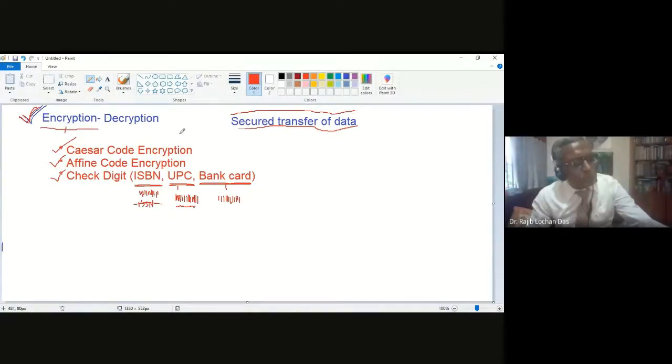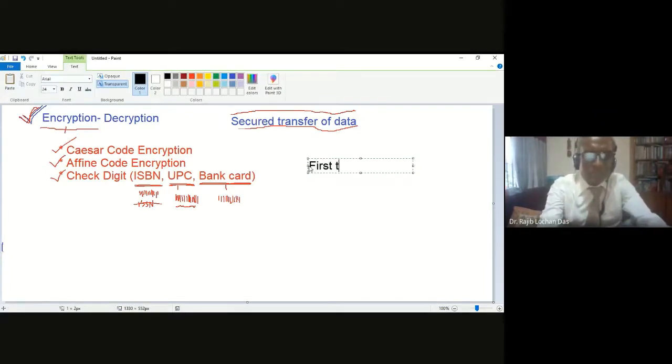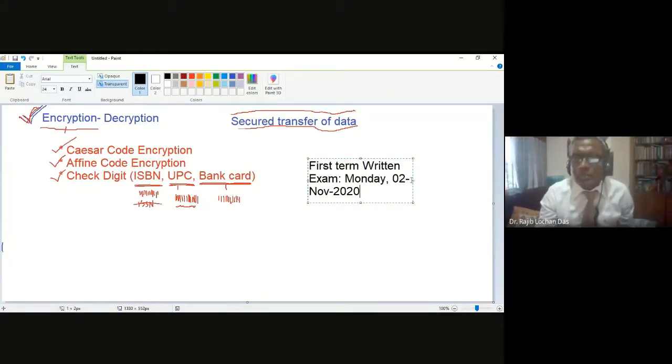Okay, so Monday 2 November will be the first term exam, and I will also make a schedule for the Viva exam. So the Viva exam will be on 3, 4, 5 like that. I will make a poll in the Facebook group. So let me finalize this. It is better to fix up everything. Finalize means the first term written exam. I am writing here: first term written exam is on Monday, 2 November. Okay, so this is one thing fixed.